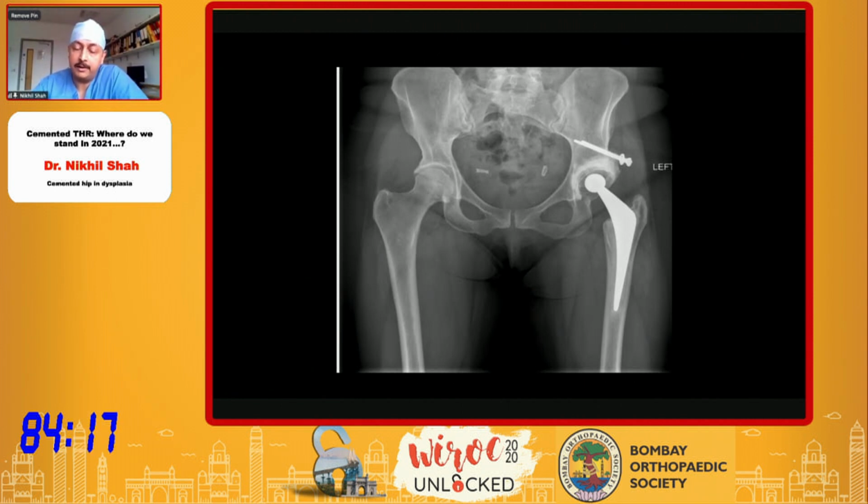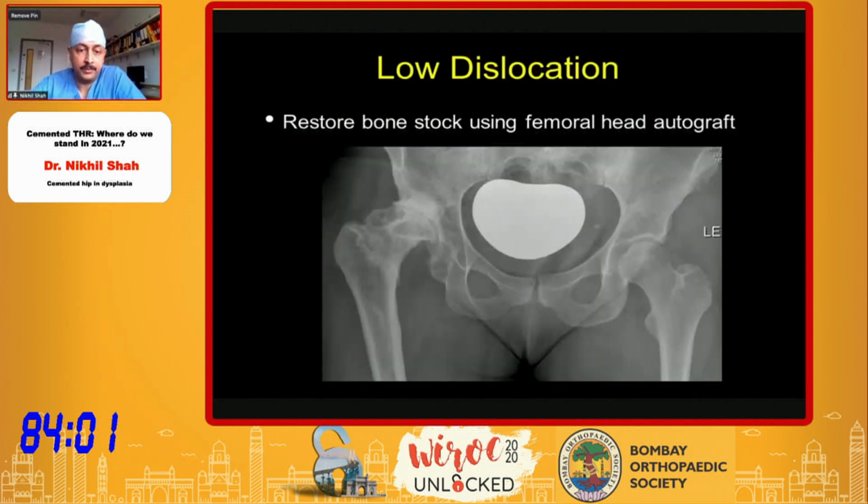And what we found at Wrightington at about 15 years, 70 to 75% of these bone grafts are doing quite well. And when you go in for revision surgery, you get better bone stock in the acetabulum. The unloaded portion of the bone graft does tend to resorb with time. Now this is slightly more severe. It's a low dislocation. The principle is the same again. Try and restore the bone stock using a femoral head autograft.